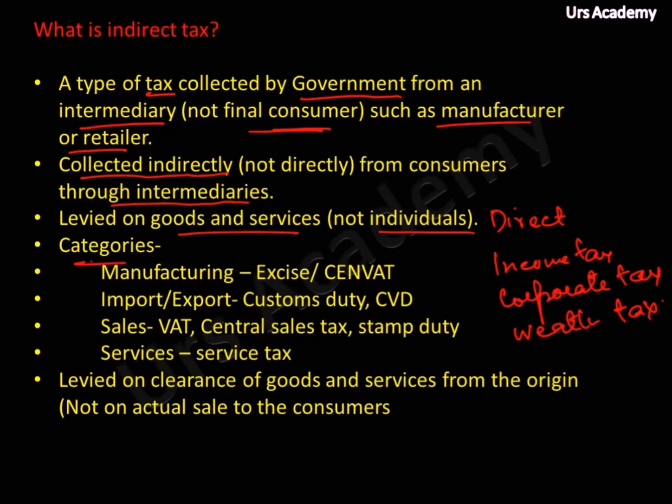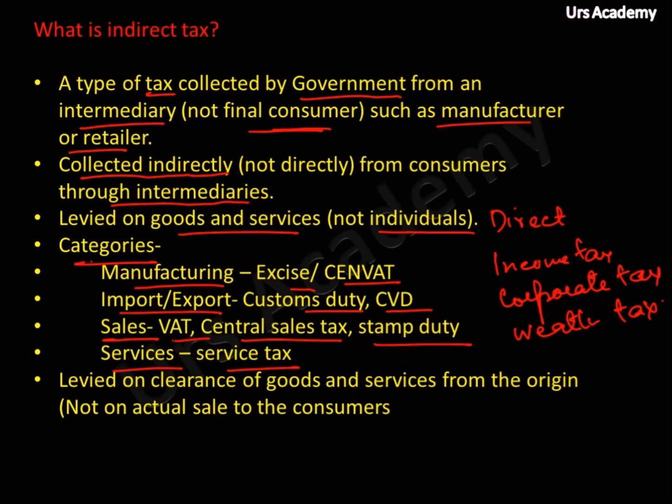So what are the different categories of indirect taxes? On manufacturing there will be excise, central VAT. On import and export there will be customs duty, countervailing duty. On sales, it will be VAT, central sales tax, stamp duty. Then for services, service tax. We are not going to discuss these taxes here. We'll deal with these topics later on in our economic classes. So these are the various categories of indirect taxes which are presently prevailing in our indirect taxation system.